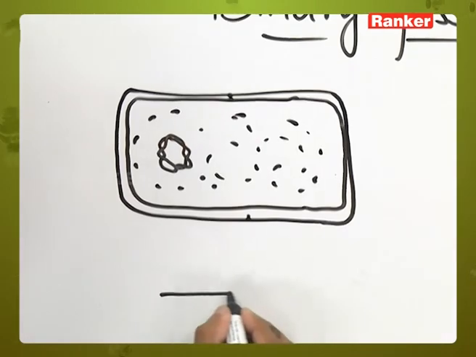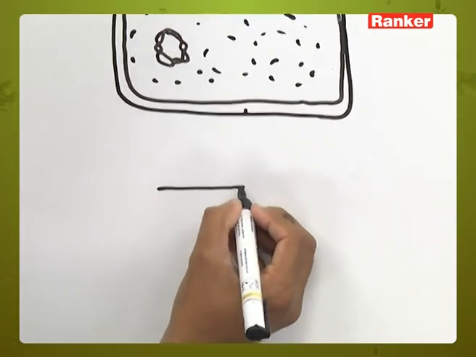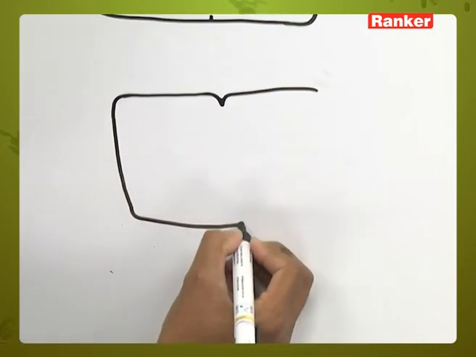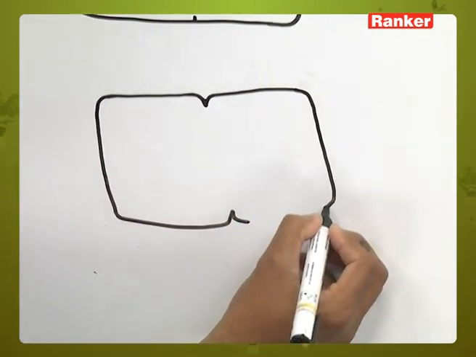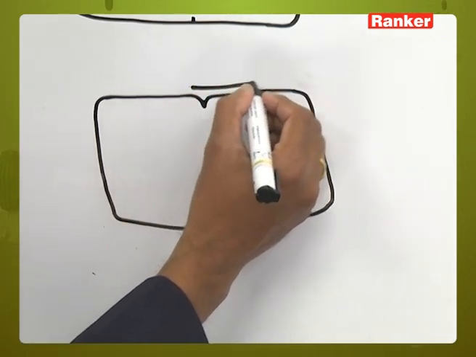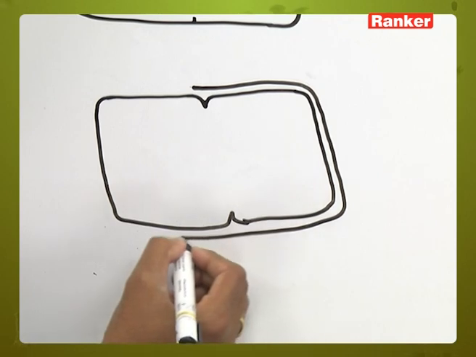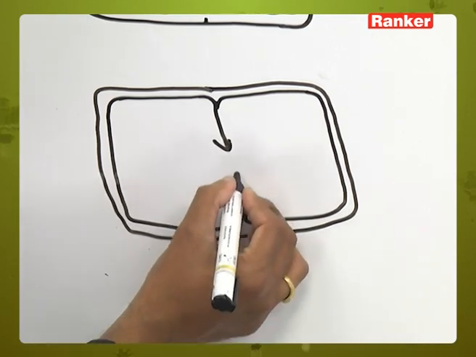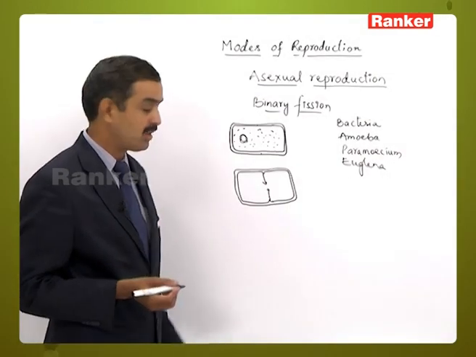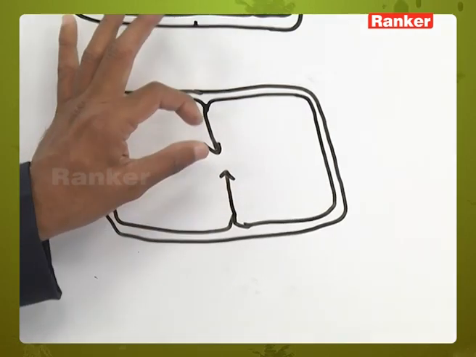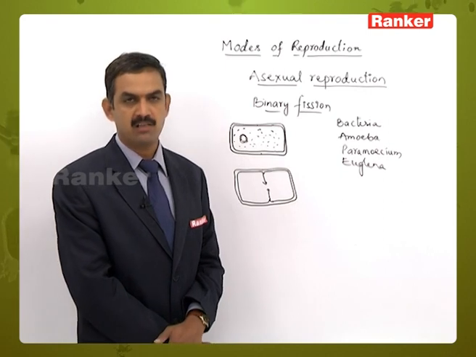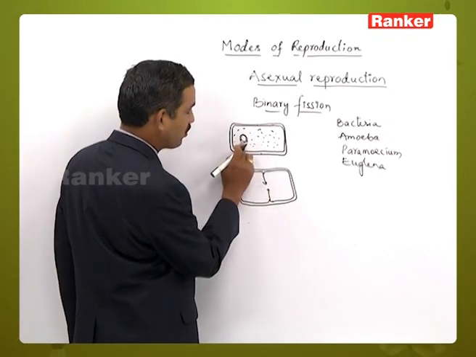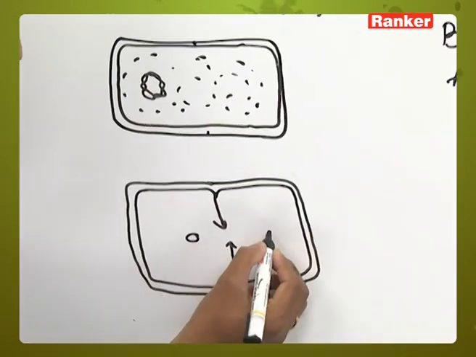This constriction developing in the middle will gradually grow towards the center, into the cytoplasm. Both constrictions move towards the center and unite at one point. Since the constriction is moving from the periphery to the center, it is called a centripetal manner. Before that, the nucleus will also be divided into two daughter nuclei.